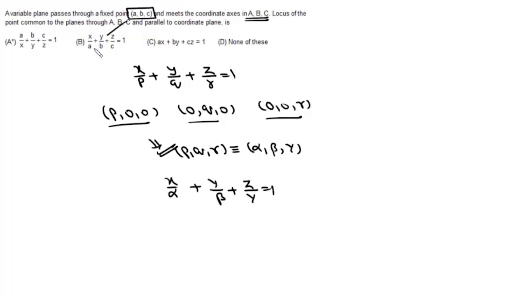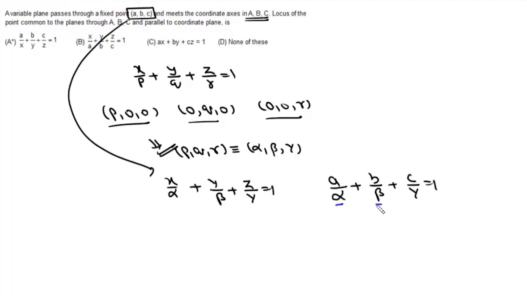And this plane passes through A, B and C. So we'll put the values of x, y and z. So we'll get A upon alpha plus B upon beta plus C upon gamma equals 1. And in the end, we'll replace alpha with x, beta with y and gamma with z. So the locus of this point of intersection of planes parallel to the coordinate planes will be A by x plus B by y plus C by z equals 1, and that's your option A.